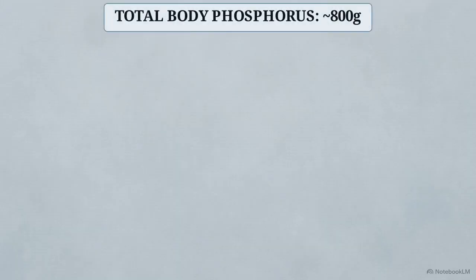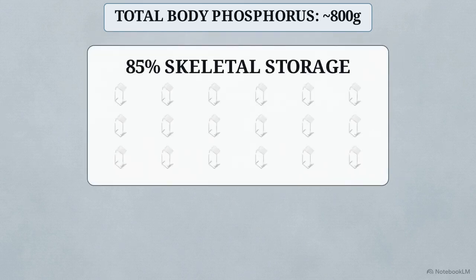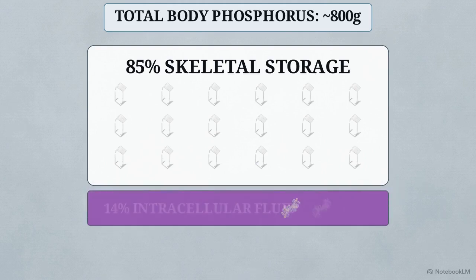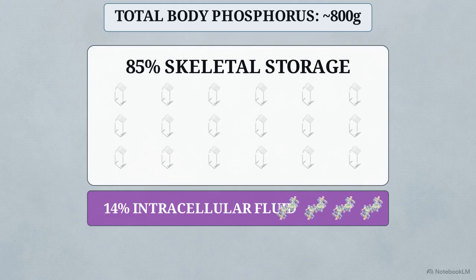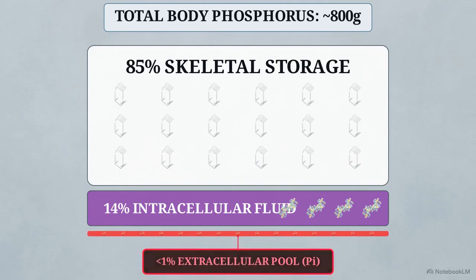In a 70-kilogram adult, the body holds roughly 800 grams of phosphorus. 85% is permanently logged within the skeletal matrix as hydroxyapatite crystals. Another 14% is sequestered inside the intracellular space, where it drives glycolysis and maintains the integrity of cell membranes. This leaves a highly vulnerable fraction. Less than 1% of the body's total phosphate circulates in the blood plasma and extracellular fluid.